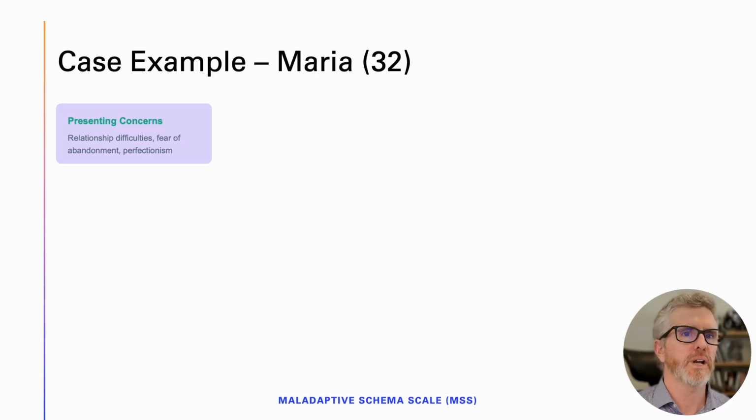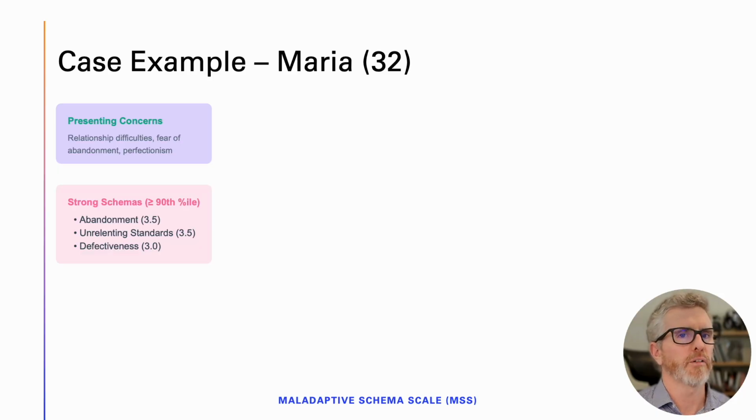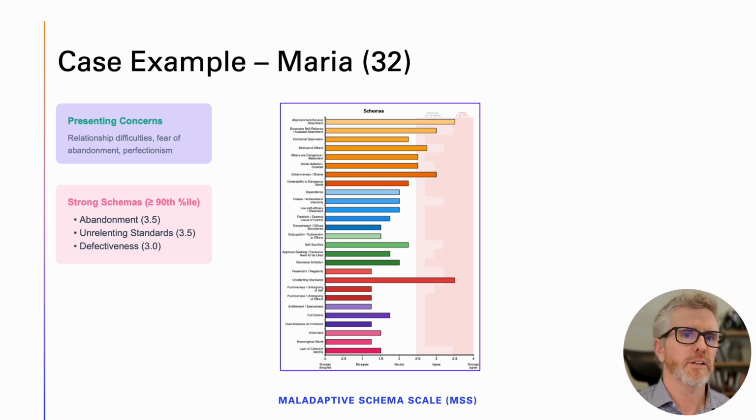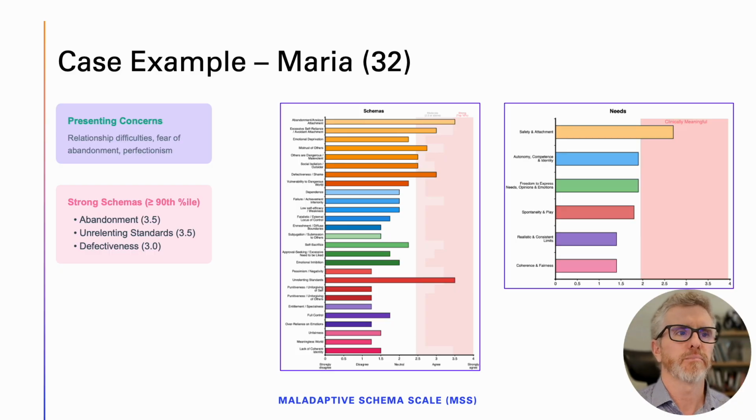So here's Maria, 32 years old. She's presenting with relationship difficulties, fear of abandonment, and perfectionism. When we look at her MSS profile, three schemas jump out, all at or above the 90th percentile, which is our evidence-based cutoff for clinical significance. Abandonment at 3.5, unrelenting standards at 3.5, and defectiveness at 3.0. Now, when we look at the childhood unmet needs framework, her safety and abandonment cluster is elevated at 2.7.